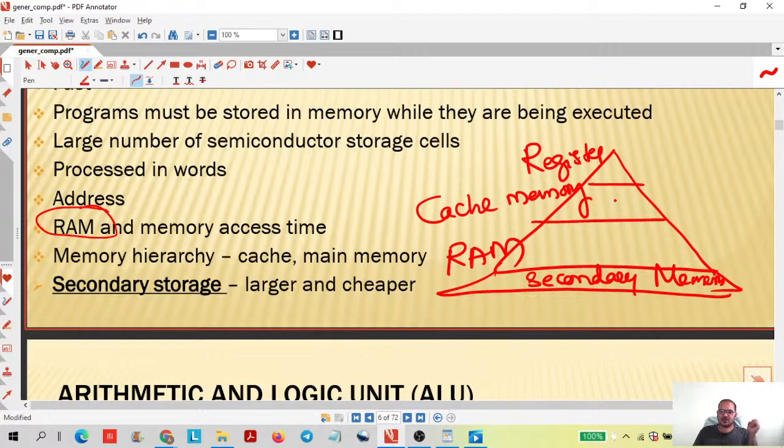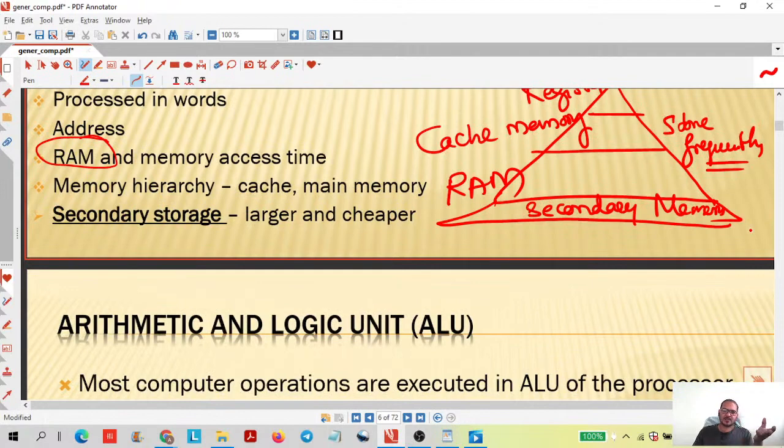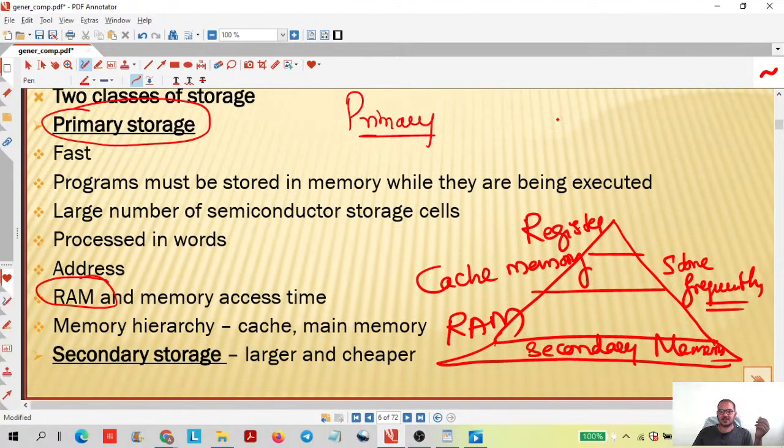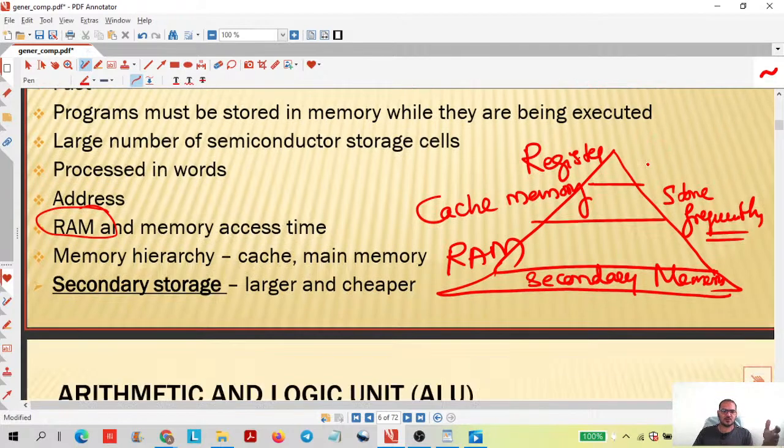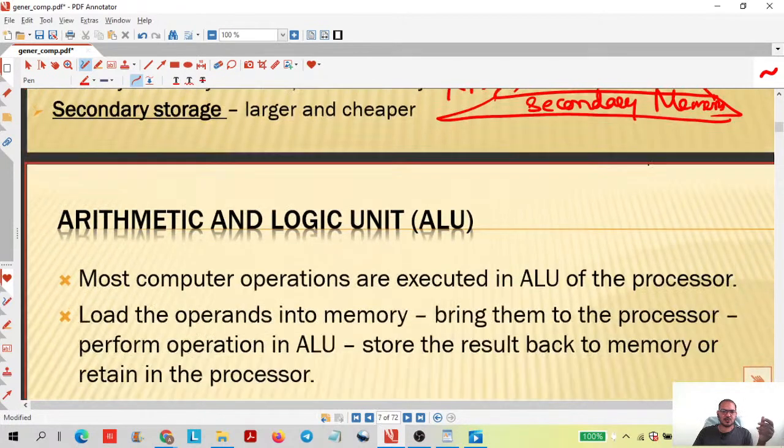So cache memory stores the frequently accessed items. For example, in your mobile phone, whatever you search, the content is stored in your cache memory. So whenever you type the next time, it immediately gives a suggestion. That is all about the memory.